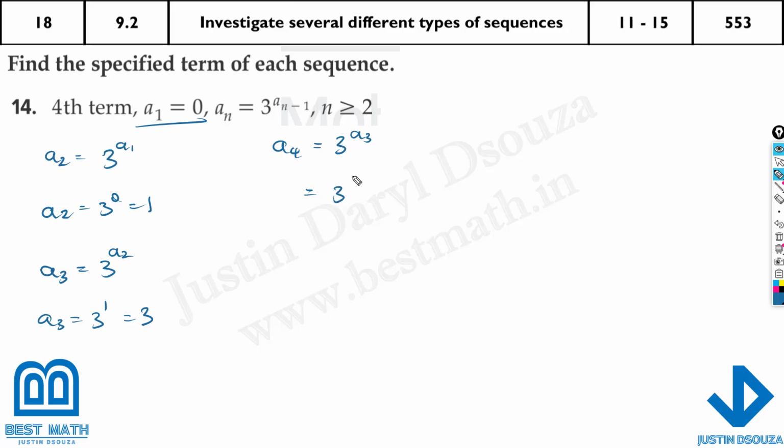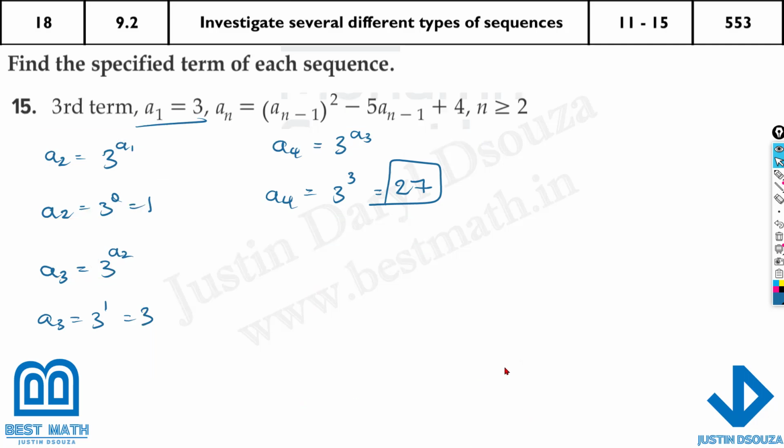A3 was option power, it's number 3. So we put it in over here. That's going to be 3 times 3, 9, 27 is the answer. So that is the final answer. Here we go. Very simple problems.